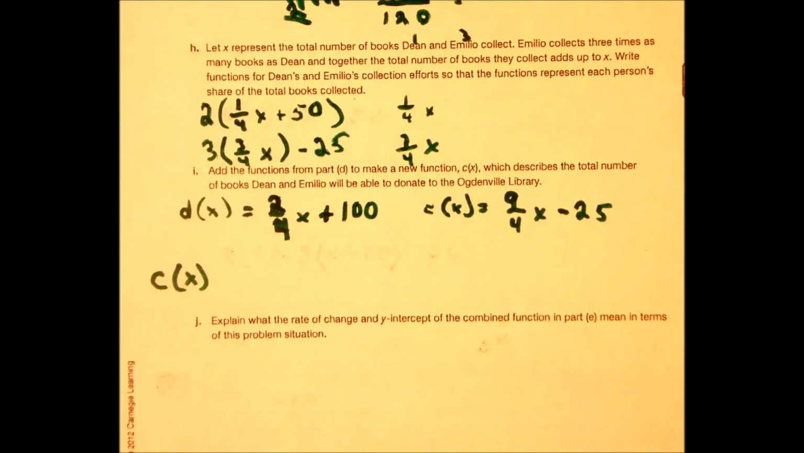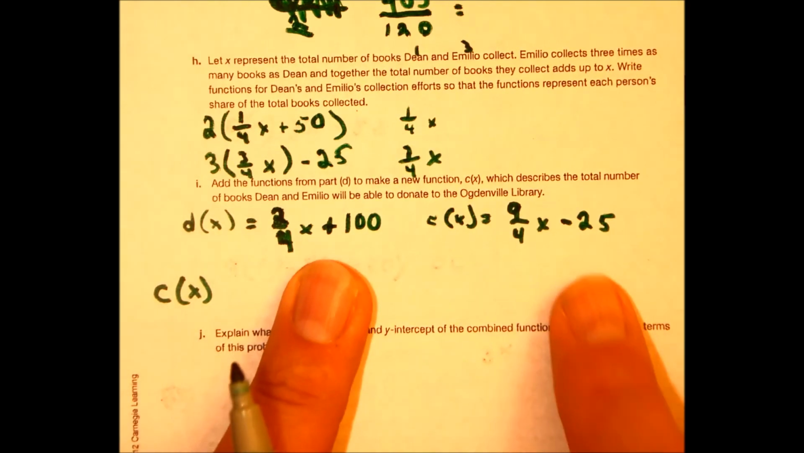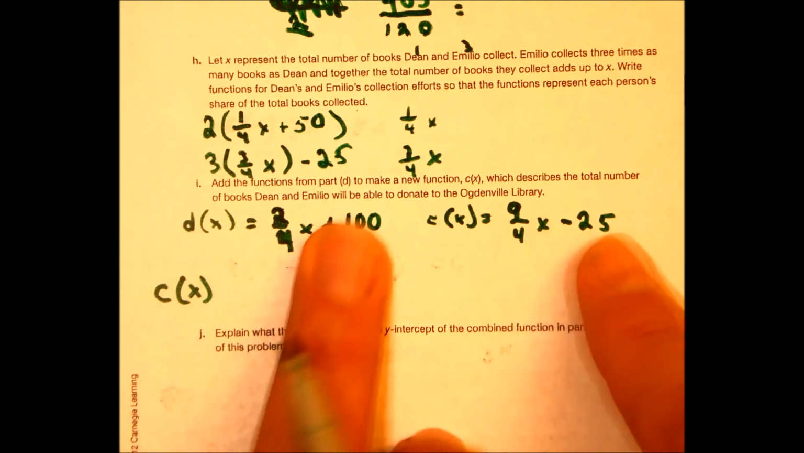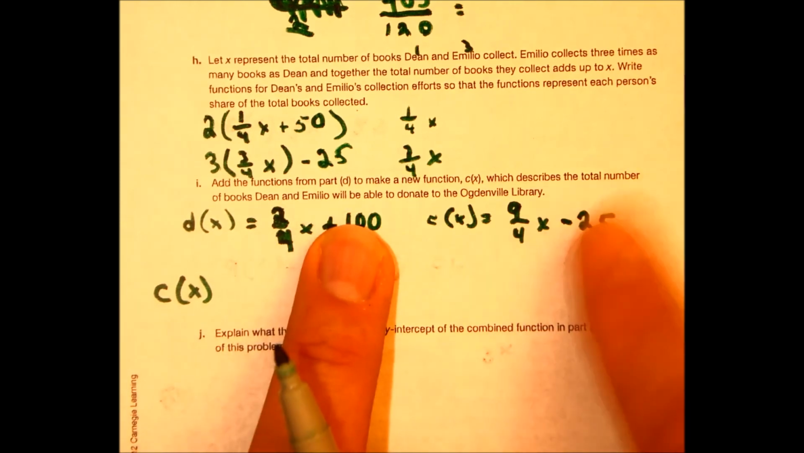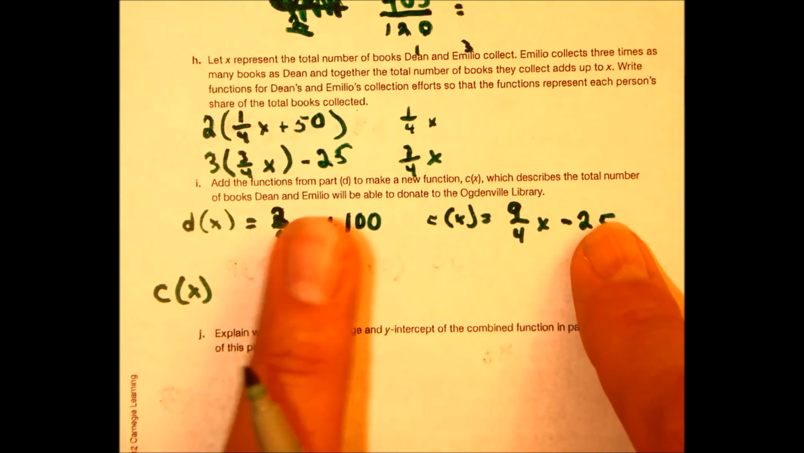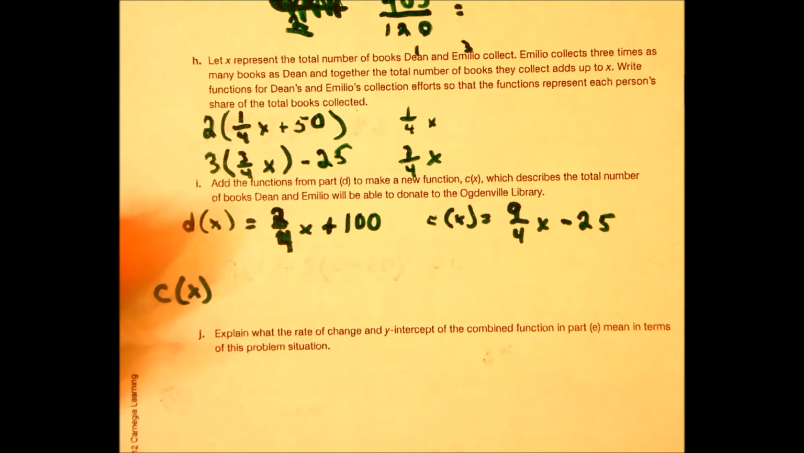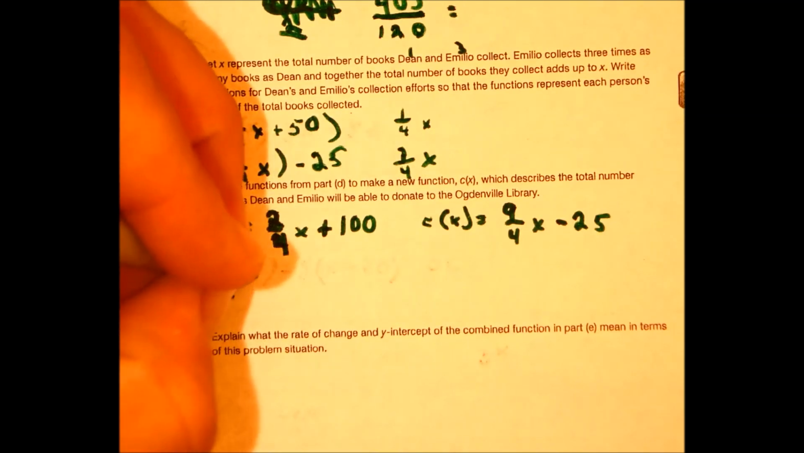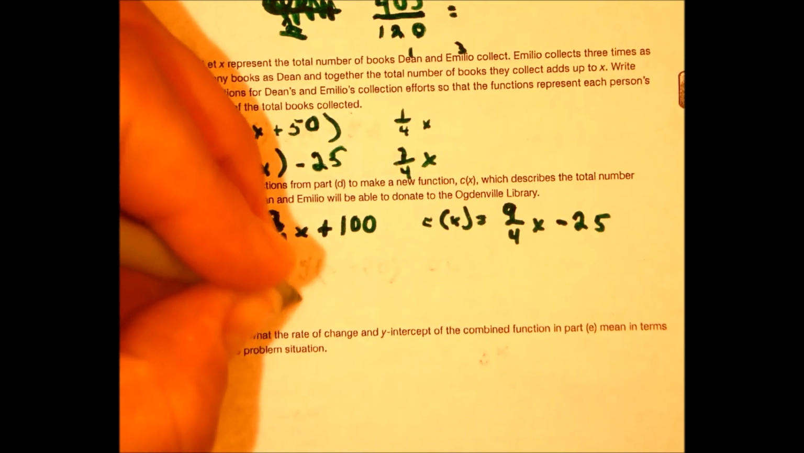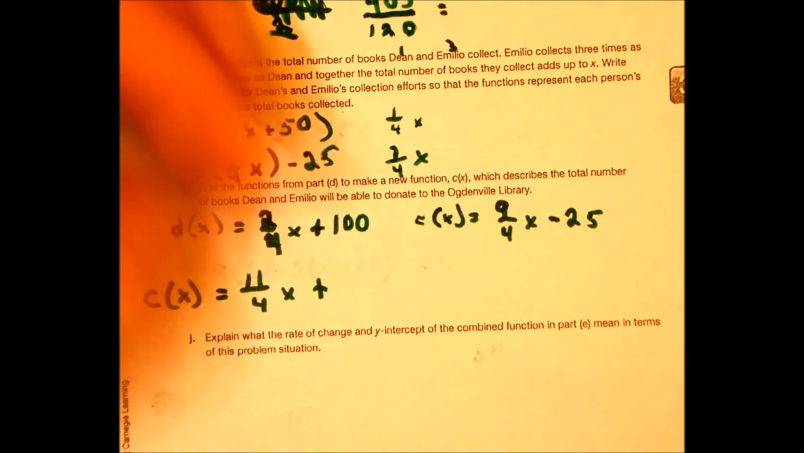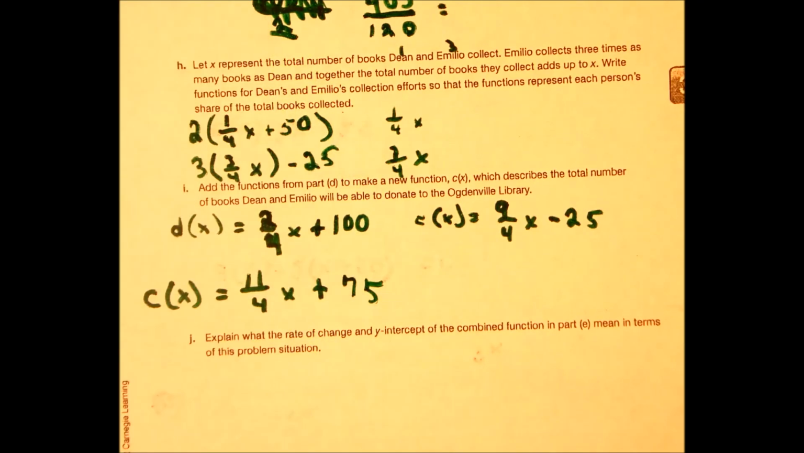2/4 x and 9/4 x can be added together. Remember, we're adding like terms. When you add the functions, you add like terms. Like terms have to have like variables or no variables. So 100 and -25 are like terms. 2/4 x and 9/4 x are like terms. So when you add 2/4 and 9/4, you get 11/4. Plus, the other one's easy. 100 minus 25 is 75.